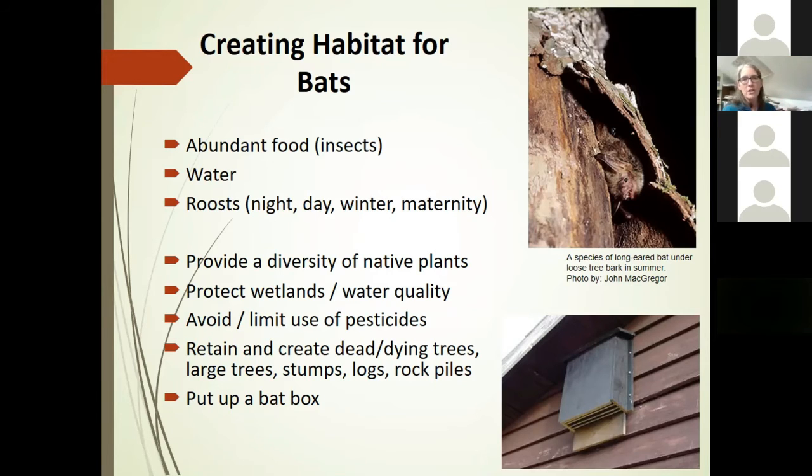So some recommended actions would be to, again, provide the diversity of native plants, because it's about the insects, particularly for the bats. Protect wetlands and water quality, which is important habitat for those insects, but also because during the hot, droughty periods, bats can't get enough water from their insect prey. They drink water. That's why sometimes bats are found on the ground during the summer. They'll fly over wetlands and drink water. It's pretty cool.